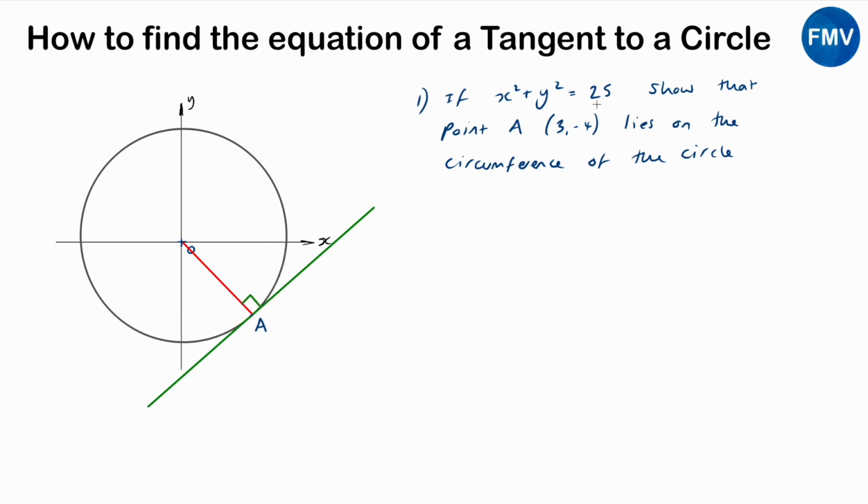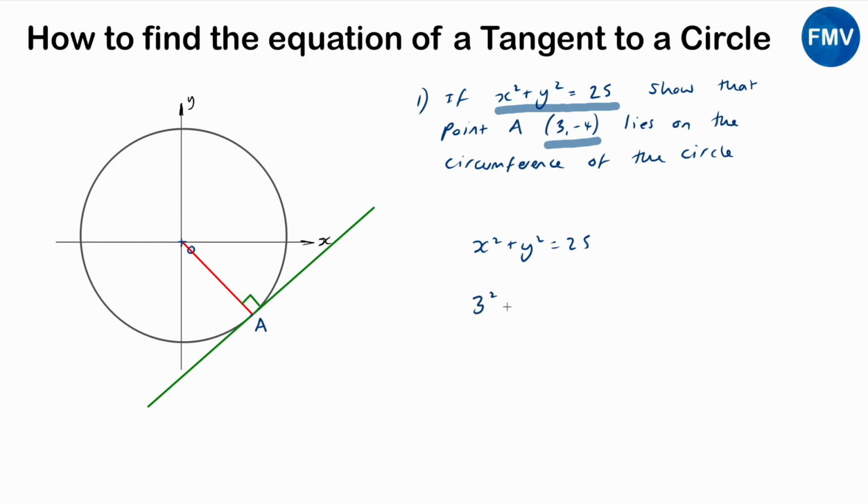Well, to do that, we need to use the equation of the circle. So first of all, what do we know? Well, we know that x squared plus y squared is equal to 25, and we also have some coordinates that we believe are on that line. So let's start by rewriting that equation. x squared plus y squared is equal to 25. Now we're going to substitute 3 and minus 4 into x and y and see if it actually equals 25. And if it does, then it does lie on the circumference of the circle.